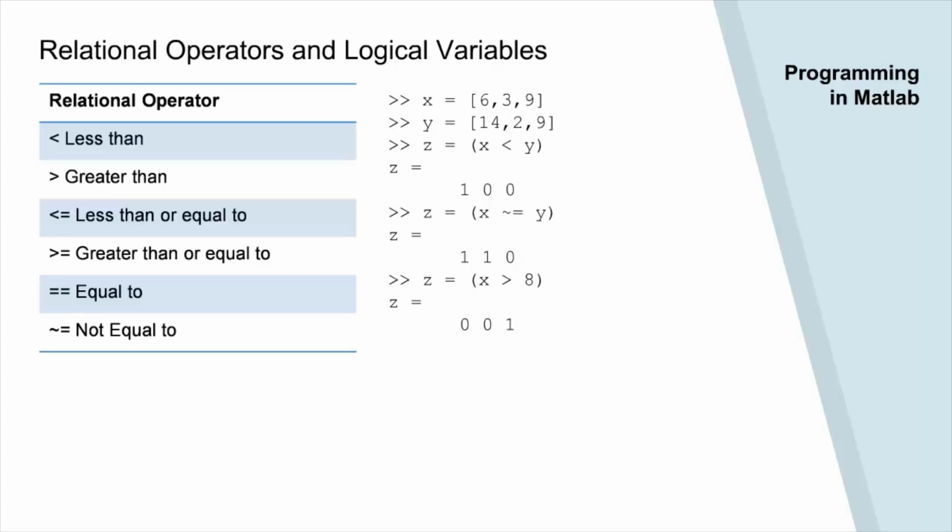The next example is x not equal to y. Whenever x is not equal to y, it will return 1. So again we will get the first 2 elements as 1 and the last element as 0. We can also have a constant scalar, say x greater than 8. Whichever element of x is greater than 8, at that position we will return 1 and the rest of the positions will be 0.